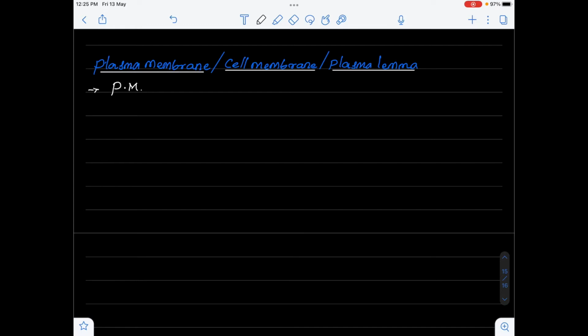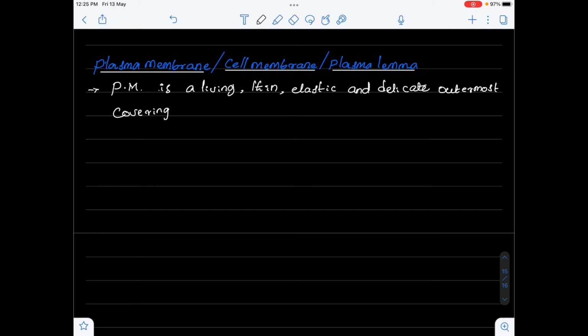In shortcut I am taking it as PM, which means plasma membrane is a living, thin, elastic and delicate outermost covering of the animal cell and inner to the cell wall in plant cells.